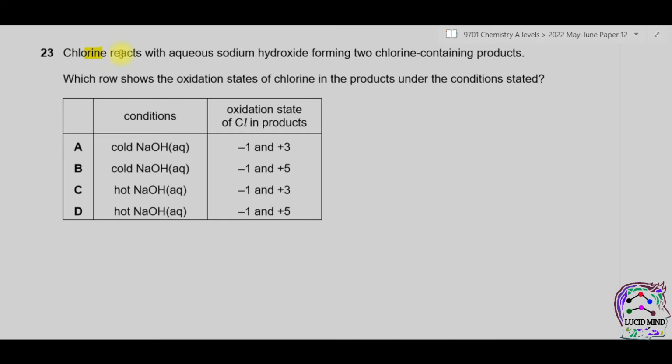Question 23. Chlorine reacts with aqueous sodium hydroxide forming two chlorine containing products. Which row shows the oxidation states of chlorine in the products under the conditions stated? So we have cold sodium hydroxide and hot sodium hydroxide. Let's see what products are formed. When chlorine reacts with cold sodium hydroxide, it forms sodium chloride, which is one of the chlorine containing products. The second one is NaClO.